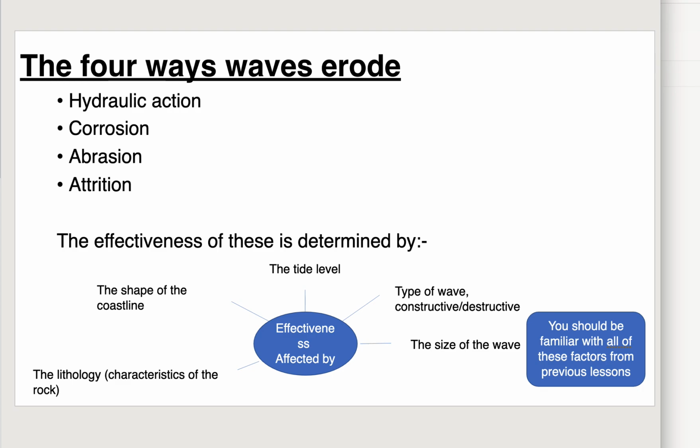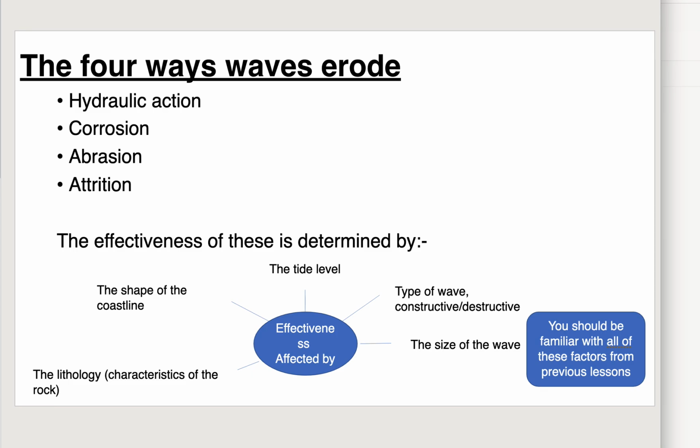So if you remember from GCSE geography, the 4 main types of erosion are hydraulic action, corrosion, abrasion and attrition. And remember also that abrasion can be called corrasion. If you remember, there are 2 words that can be used for that. Hydraulic action and abrasion really are the main 2 types of erosion that occur with destructive waves.